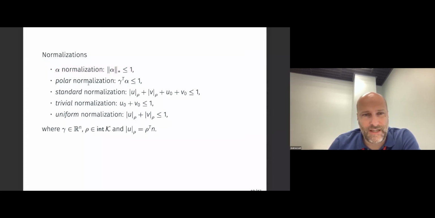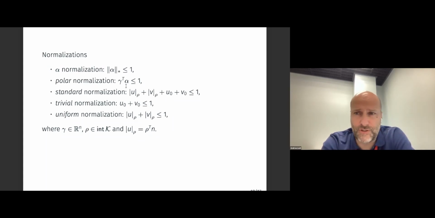And so the first one is the so-called alpha normalization. The basic idea is that, in order to truncate the cone, for any norm that I would like to use, and the L1 norm is the one used the most in that context, the alpha vector has to be less or equal than 1. Then I can do the so-called polar normalization.